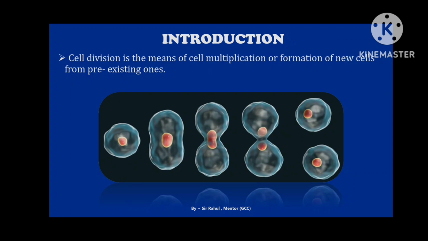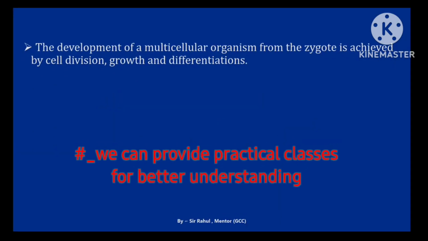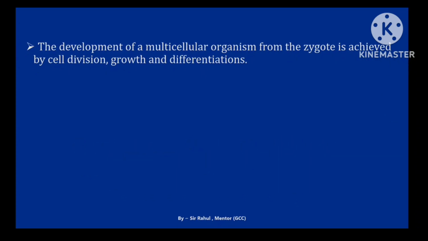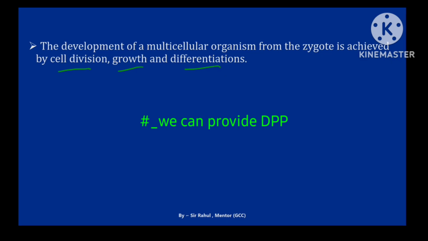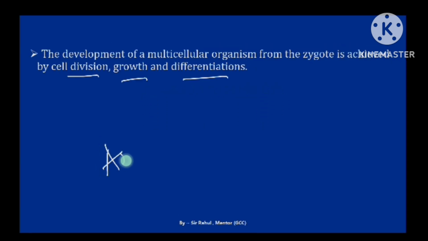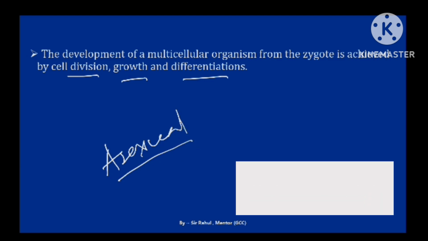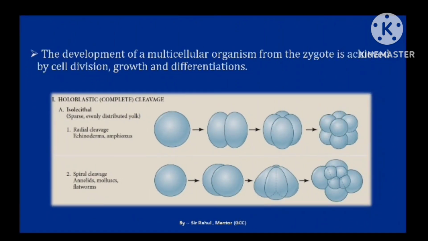The growth and development of every organism depends exclusively on the multiplication and enlargement of its cells. The development of a multicellular organism from the zygote is achieved by cell division, growth and differentiation. Asexual reproduction also depends on cell division. It is observed that a cell, after achieving a definite size, undergoes the process of cell division, producing daughter cells, which in turn enlarge and divide.